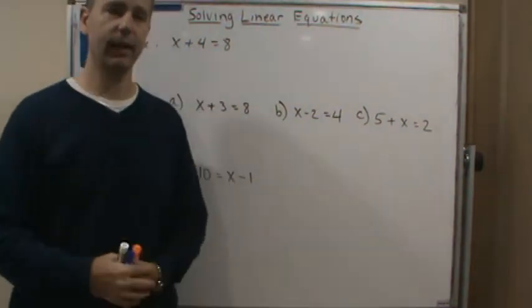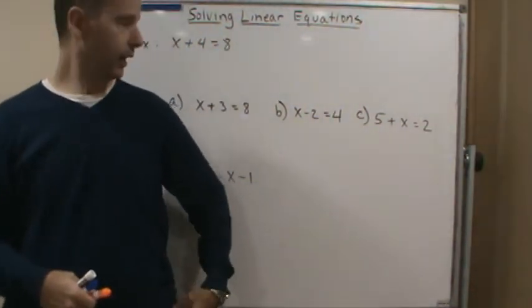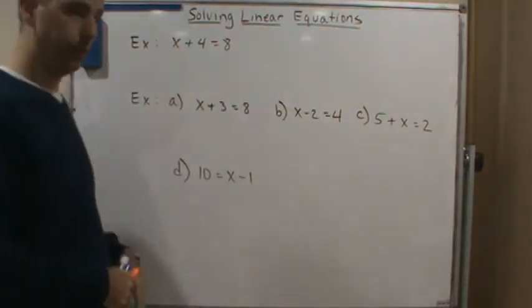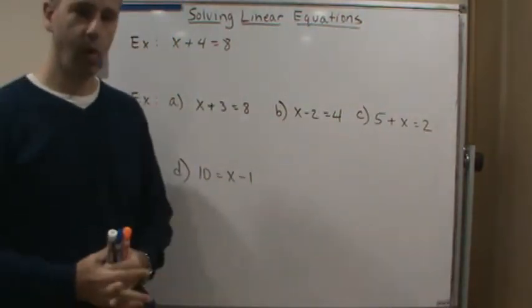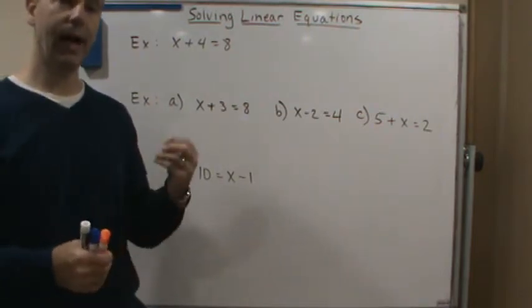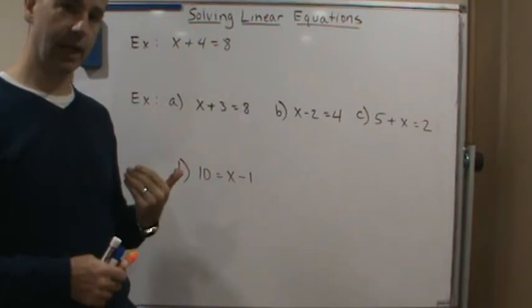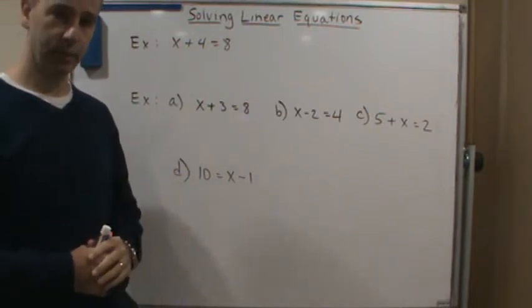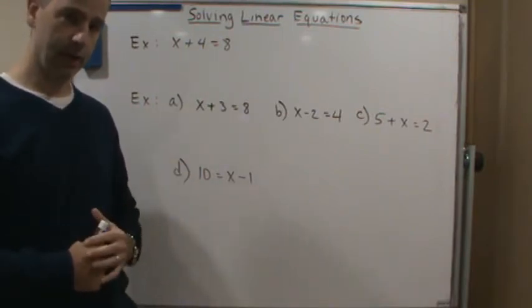Okay, so welcome back. And now in this example, what we're going to do is we're going to do two of these examples, and we're going to use the addition principle or the addition axiom to solve for these. So again, what we're going to do is isolate the variable on one side of the equal sign, move everything else, and simplify everything else on the other side of the equal sign.